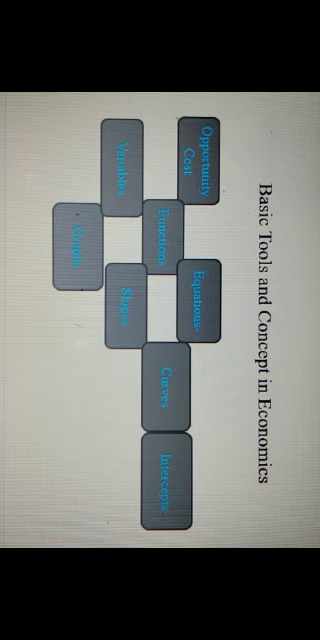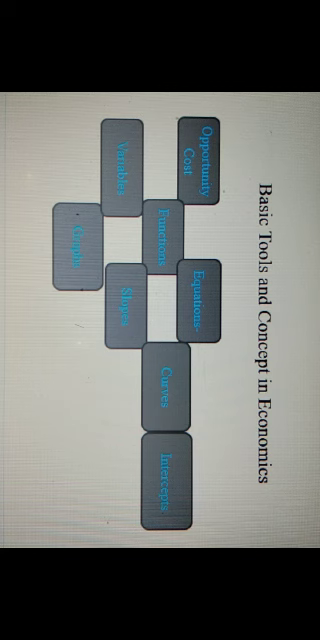Another tool, variables. A variable is a magnitude of interest that can be defined and measured. In other words, a variable is something whose magnitude can change or can take on different values. Variables frequently used in business economics are price, profit, revenue, cost, investments, etc.